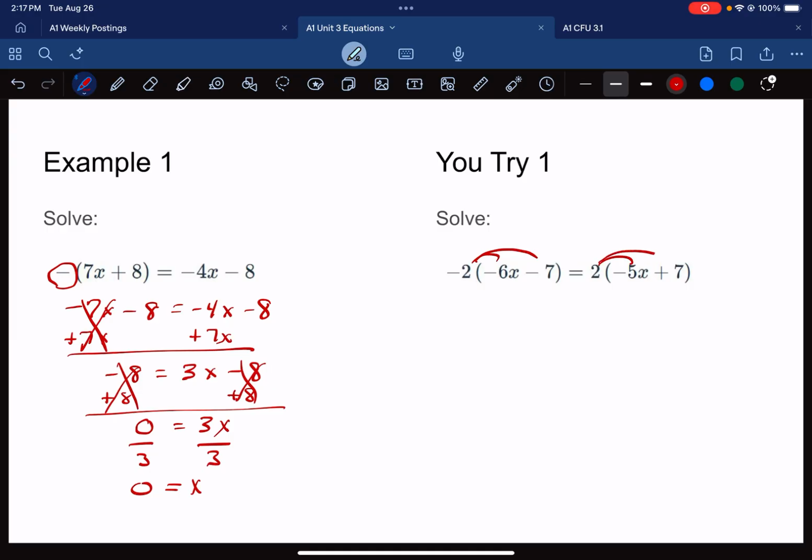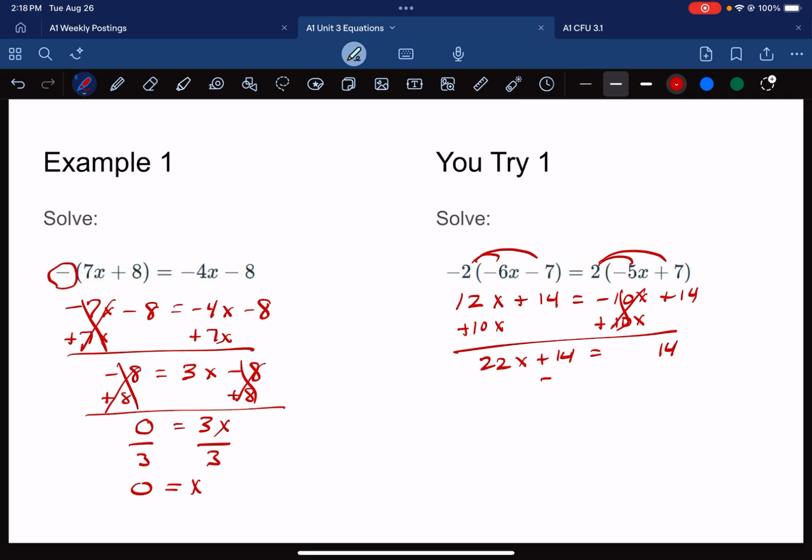So I've got double distribution, one on both sides. So I'm going to do positive 12, negative times negative is positive 12x, and then a positive 14. Then I have a negative 10x and a positive 14. So now my x's need to be together. So I'm going to add positive 10x to both sides. Here they cancel. And here I get 22x. I still have my plus 14 and my 14 over there.